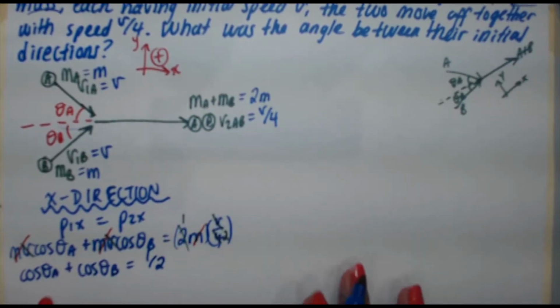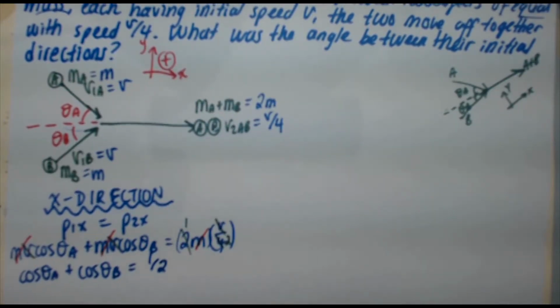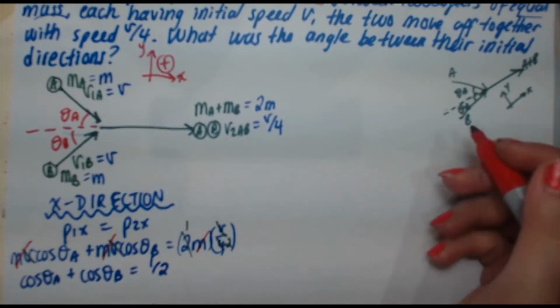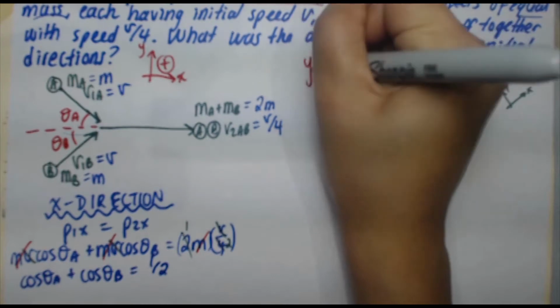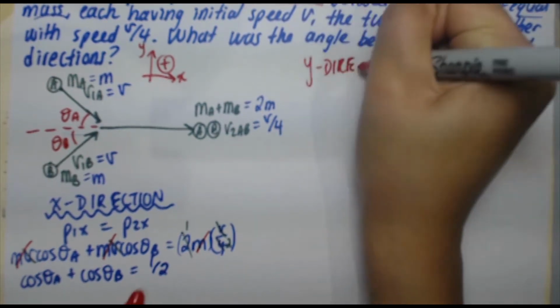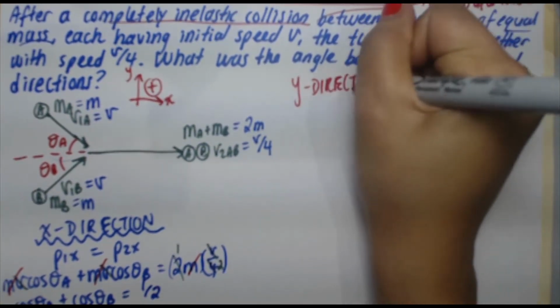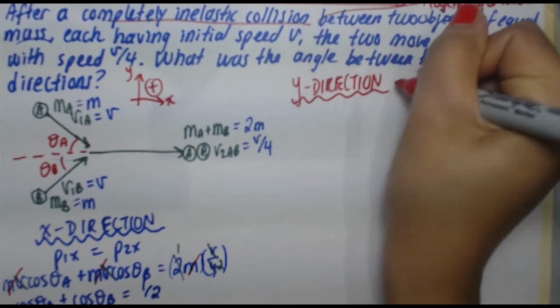Okay, so at this point, I'm kind of stuck because I've got 2 unknowns in one expression. So next thing I do is jump to the y direction. Okay, so here I'm going to start solving in the y. So P1y equals P2y.